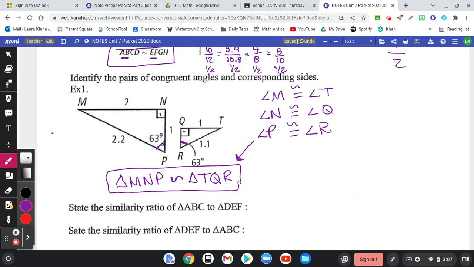So now if I'm looking at side MN, since that's the first two letters, it's going to correspond to TQ. And if I'm setting that up, MN is 2, TQ is 1, so 2 over 1. There's my similarity ratio. That's also going to be equal to, well, let's do the next two letters, NP. And side NP would match side QR, right? Again, look at the second and third letters over here.